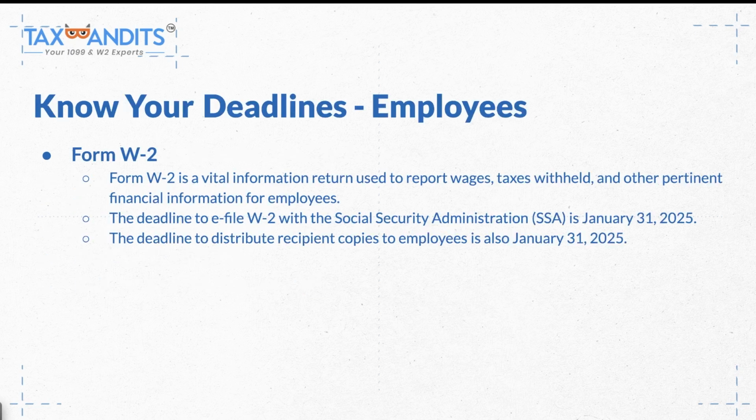So first, we're going to get to know your deadlines for your employees, and that is also our first form, Form W-2. The Form W-2 is a vital information form used to report wages, taxes withheld, and other pertinent financial information for employees. The deadline to e-file a W-2 with the Social Security Administration, or the SSA, is January 31st. It will be on January 31st in 2025 for the 2024 tax year. The deadline to distribute those recipient copies to your employees is also January 31st of 2025.